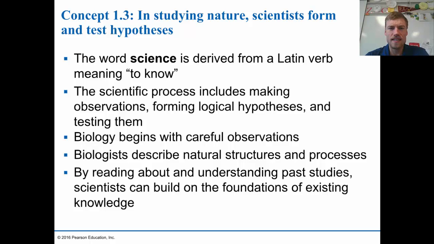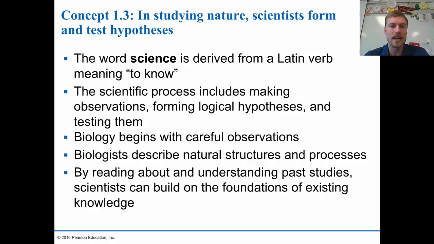Science is derived from Latin meaning to know, and so the scientific process is basically a way of trying to figure out things or to know things. The general formula for how that works is that we're going to make some observations, we're then going to form some sort of hypothesis, and then we're going to try to test that hypothesis. But the most important thing is that it begins with some observations, right? We're going to observe living things and try to answer some questions about our observations.